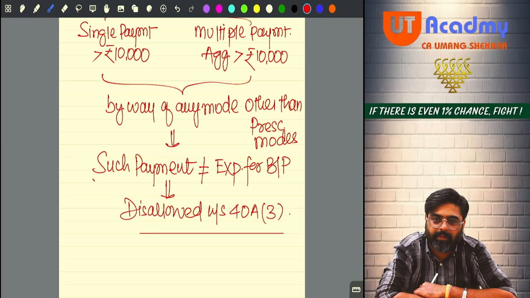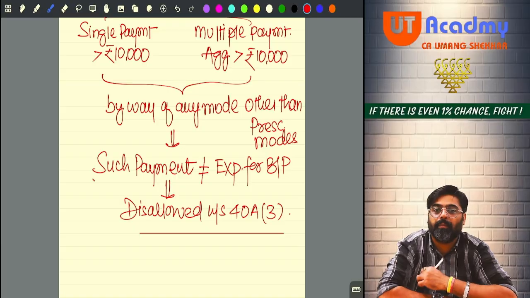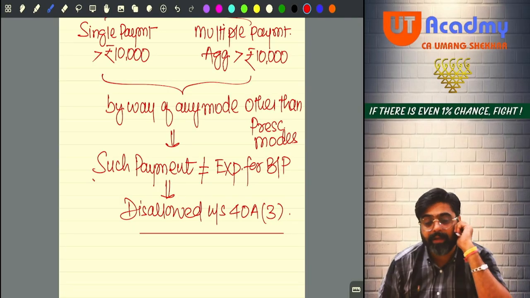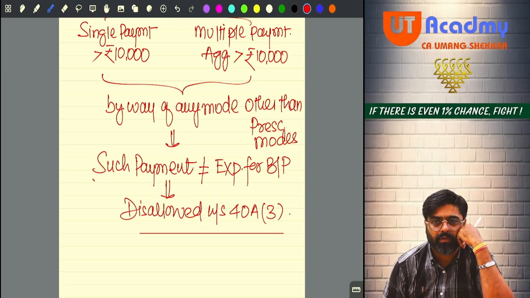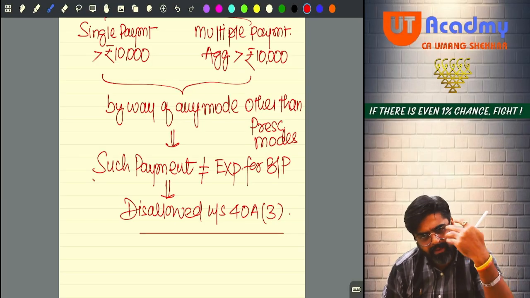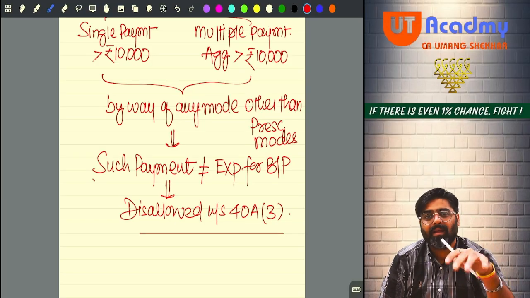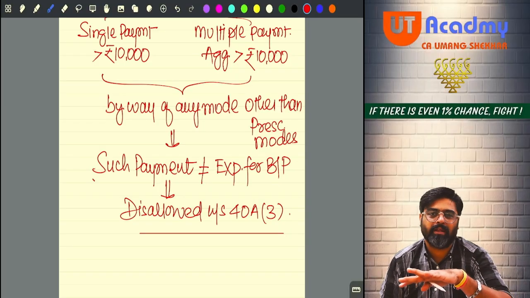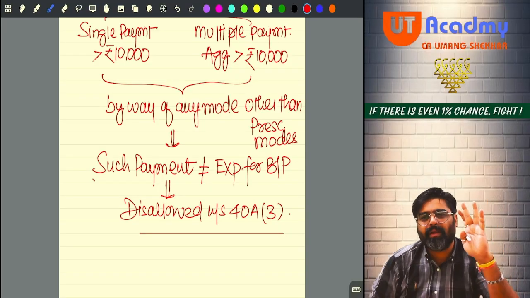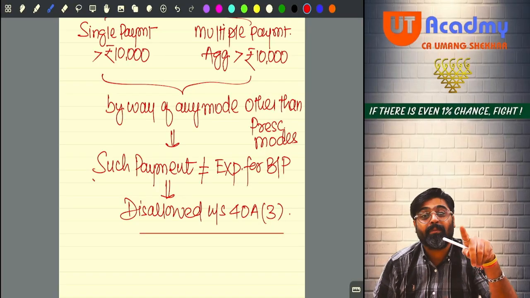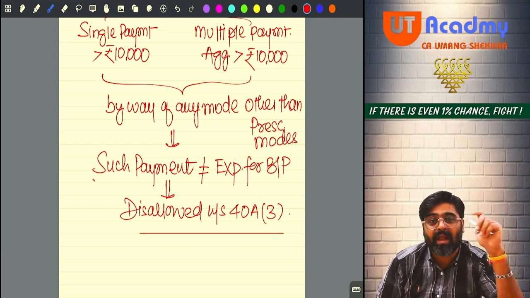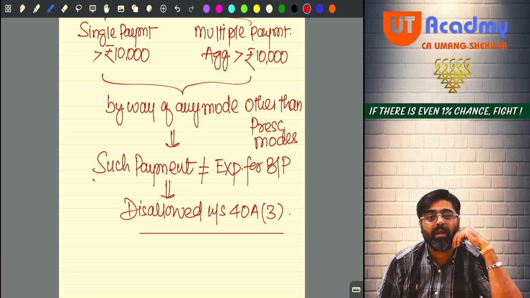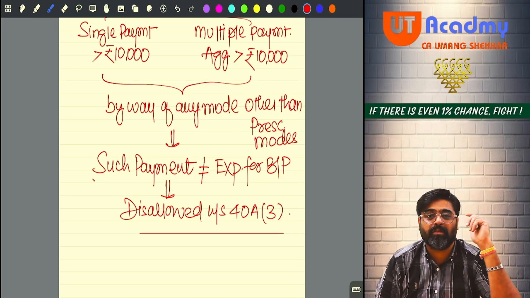So let me conclude now. Payment up to 10,000 in a day made in cash. Allowed or not allowed? Allowed. Up to 10,000, any mode allowed. In a day, if the payment made is 10,000 or less, any mode you pay, it is allowed. Getting my point? But if in a day that payment is more than 10,000, then that payment has to be made by way of prescribed modes. Then any mode is not allowed. Then only prescribed mode is allowed.